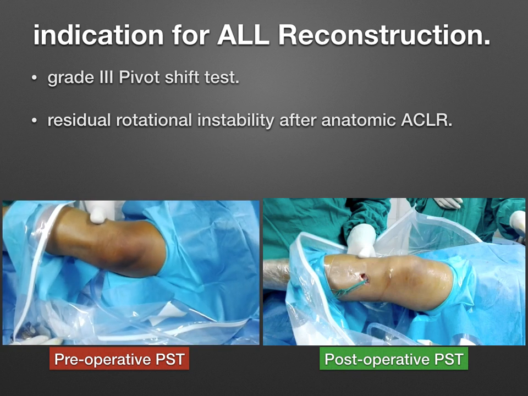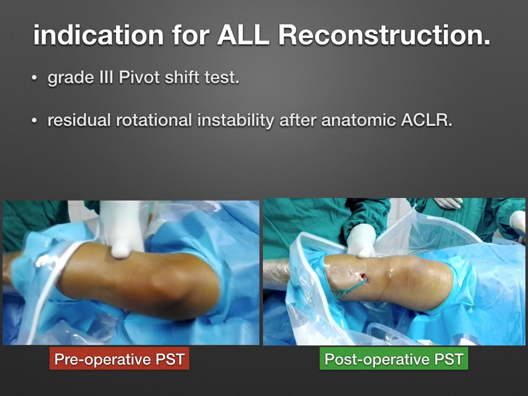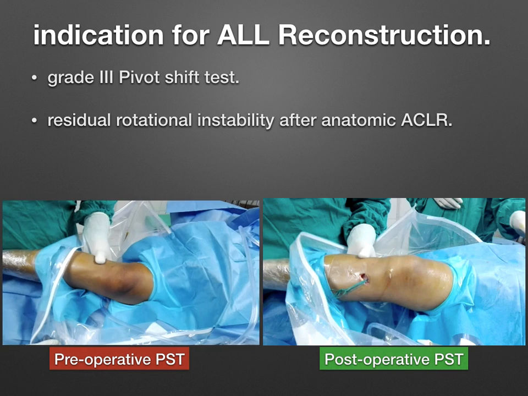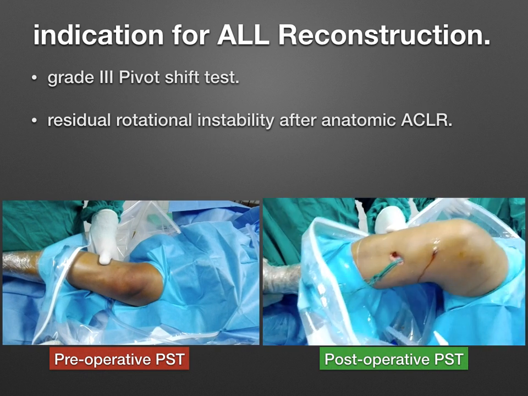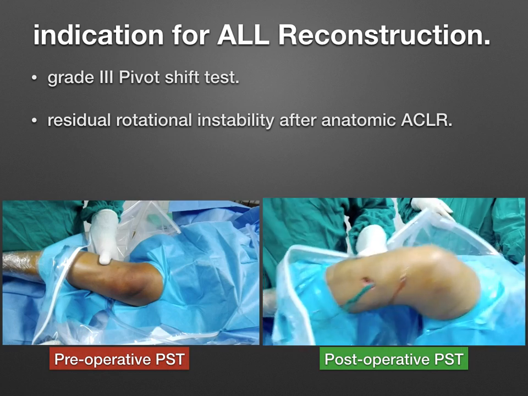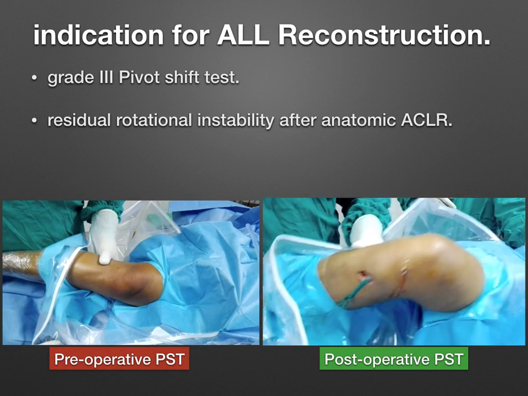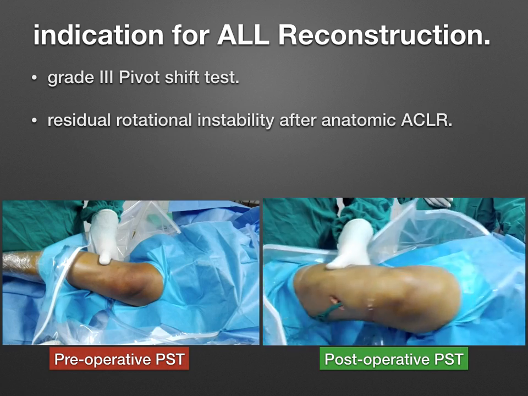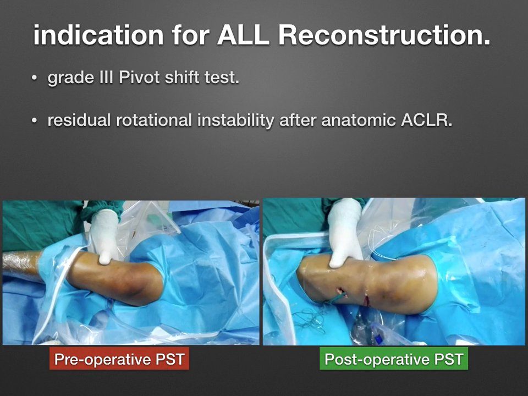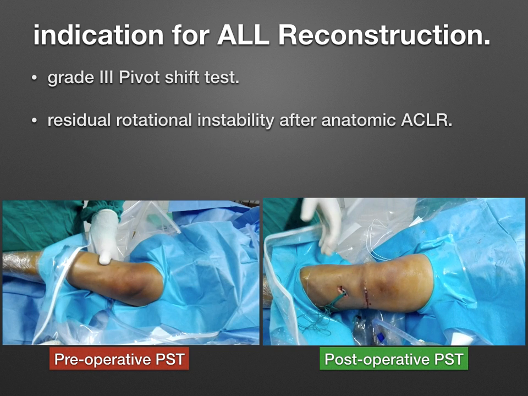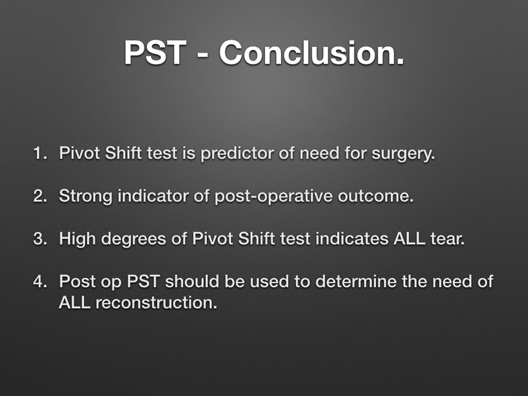You can feel a glide, a gentle glide, a reduction of the tibia into the femur. And this is the same case after the ACL reconstruction. The hand doesn't feel any obstruction or any abnormal movement of the tibia. So even the grade 1 pivot shift test has disappeared in this case.